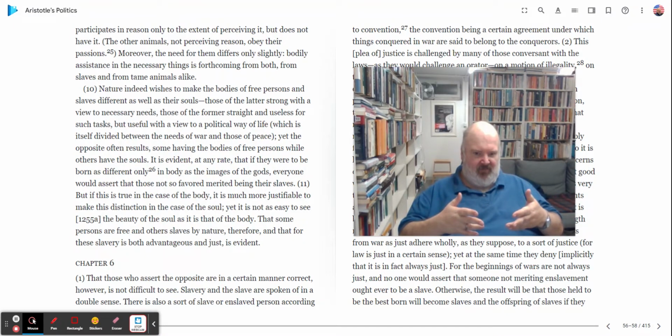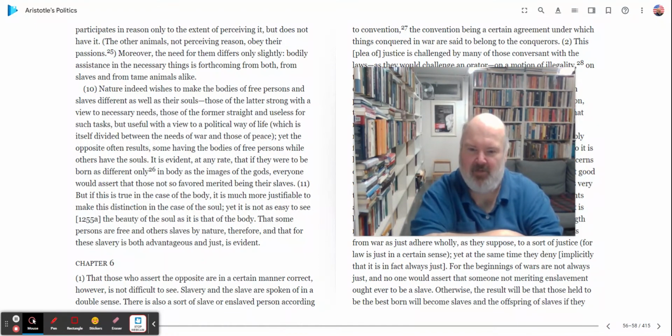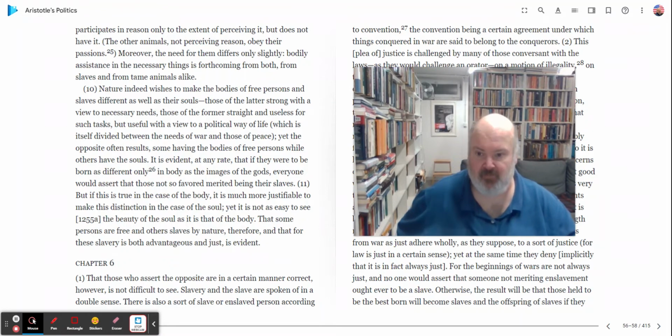or the body of a free person but have the mind of the slave. Things don't fit right in that sense. Okay, this is really the problem, that nature doesn't always make it clear whose soul is what.